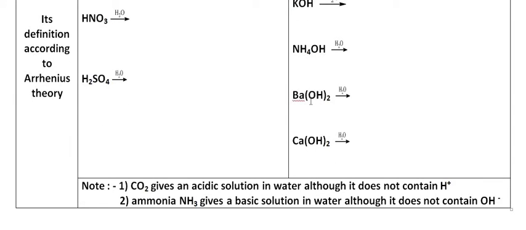Barium hydroxide, Ba(OH)2, dissociates in water to give barium ion Ba 2 plus and 2OH minus. Calcium hydroxide, Ca(OH)2, dissociates in water to give Ca 2 plus, calcium ion, and 2OH minus, hydroxide ions, and so on.